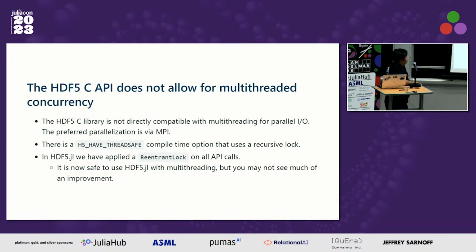So one thing to note is that the C API doesn't allow for multi-threaded concurrency. Basically, one method to use threads with the HDF5 library is to have the C library install locks. Instead, in HDF5.jl, we've applied our own lock on our side so that we can more efficiently manage that. And so that's basically surrounding all the calls. And so you can use HDF5.jl with multi-threading, and it should be thread safe. I think we're still occasionally finding a bug or two, but if you do, please let us know. But I think this is in a much better state for multi-threading these days.